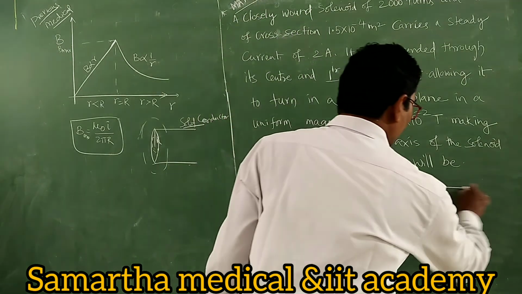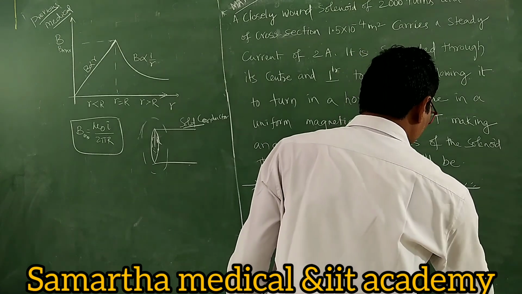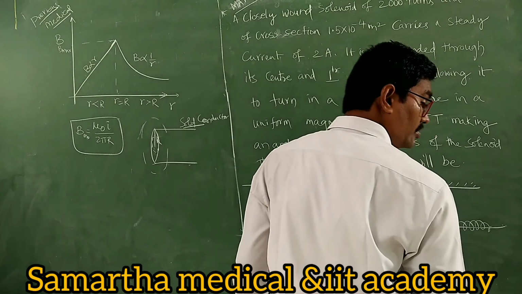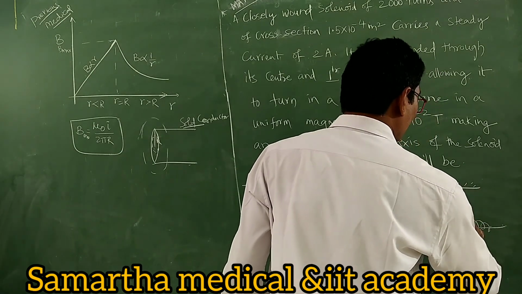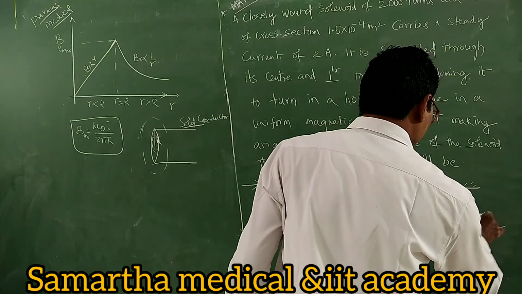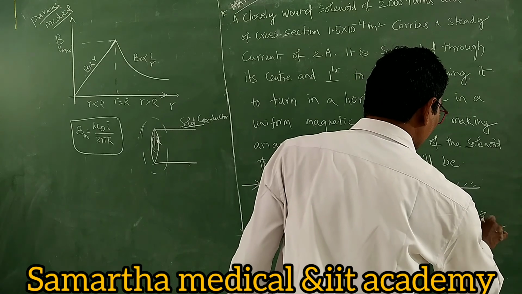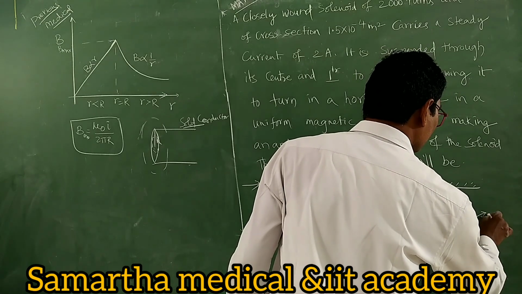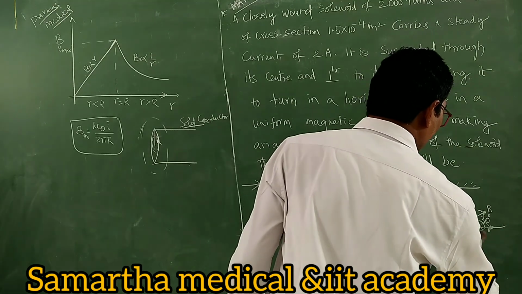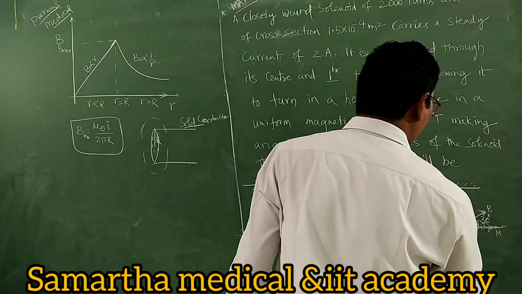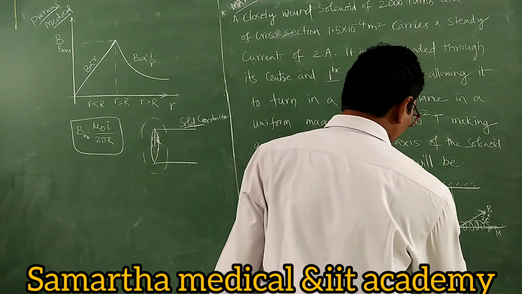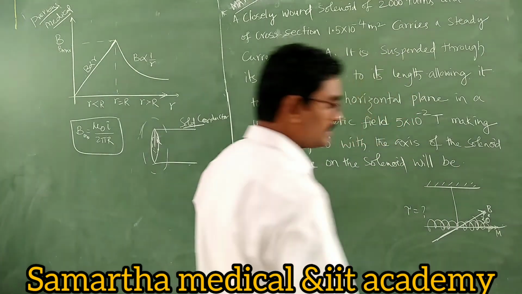See here, this is like this. There is a solenoid, and this is the axis of the solenoid, which is suspended perpendicular to its length. So now the external magnetic field B makes an angle 30 degree with the magnetic moment of this solenoid. Okay, now what they are asking: what is the torque tau acting on it?